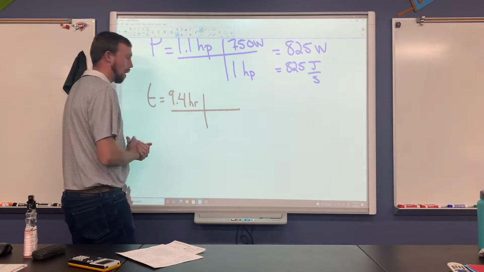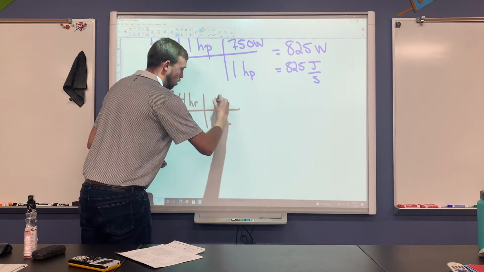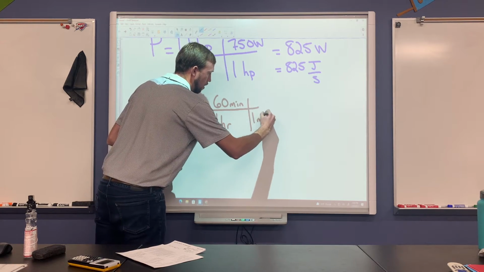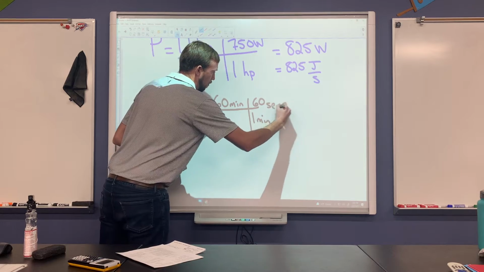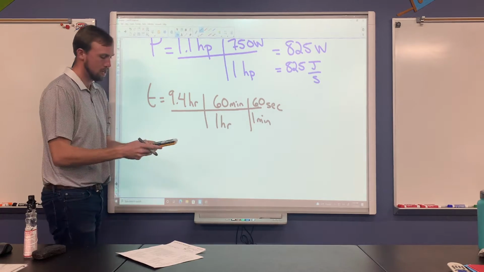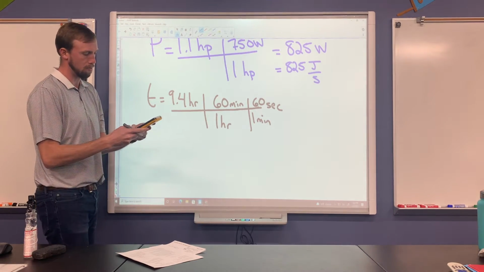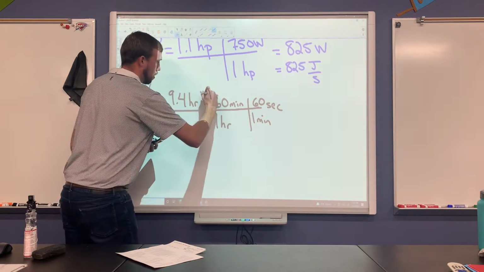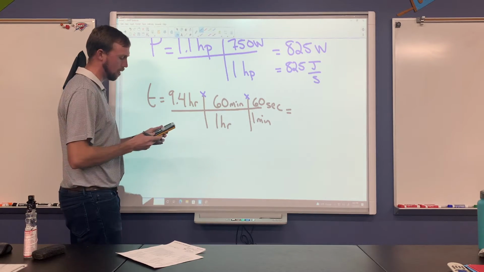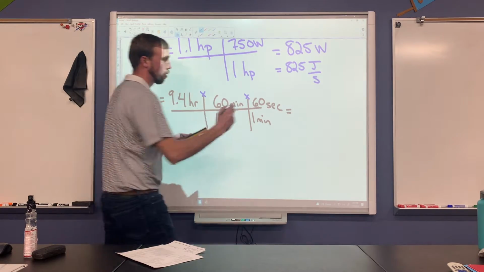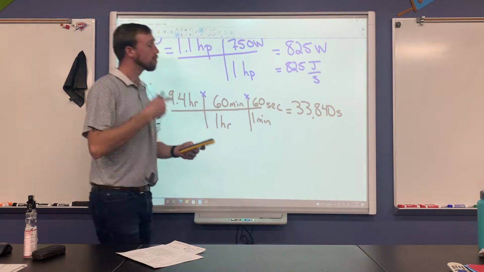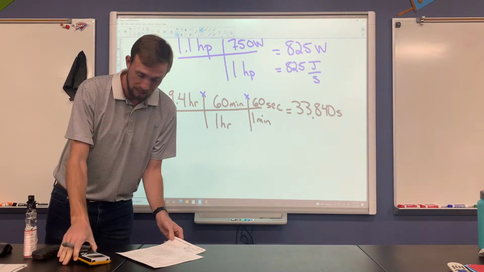So I've got 9.4 hours. That's going to be 1 hour to 60 minutes. And then 1 minute to 60 seconds. If you maybe know top of your head that 1 hour is 3,600 seconds, you can use that as well. And I've got 9.4 by 60 by 60, so I'm going to multiply my values in the numerator and then divide by what's in my denominator. Those are just 1, so I won't have to worry about that too much. So I get 33,840 seconds. And that is the time that the motor is running in 1 day.